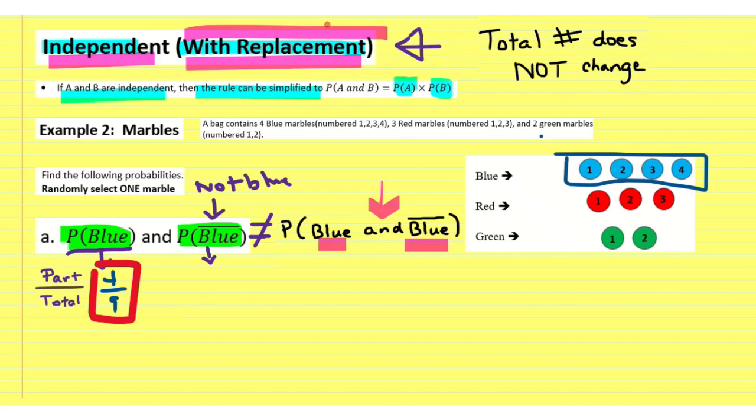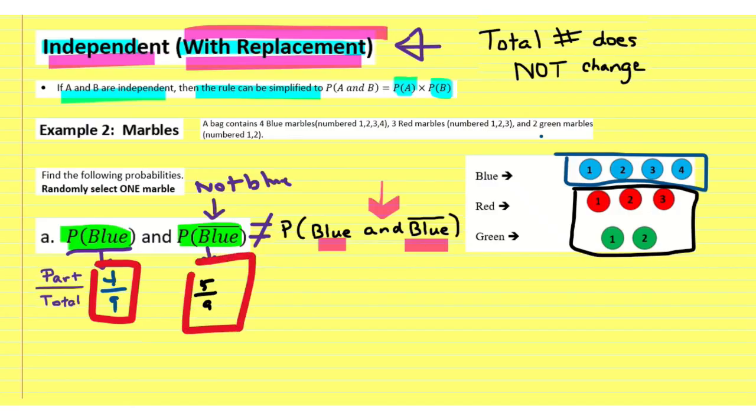And separately, they are asking us what is the probability of not a blue. All of the ones that are not blue are all the red and all the green. So I have 1, 2, 3, 4, 5. So the probability of not a blue is going to be 5 out of 9. Those are the two probabilities that they're asking us for.